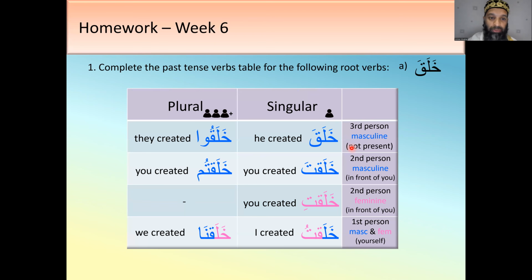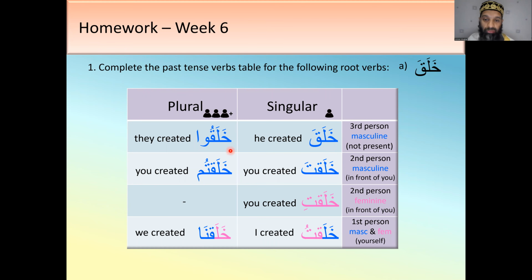So this was the homework. Complete the past tense verb table for the following root verbs. What we had to do is get khalaqa, which means he created, and put it in the table. So khalaqa, khalaqu, khalaqta, khalaqtum, khalaqti, khalaqtu, and khalaqna. All we did is use the previous table that we did, kataba, katabu, and instead of kataba, we substitute it with khalaqa, another three-letter root word.